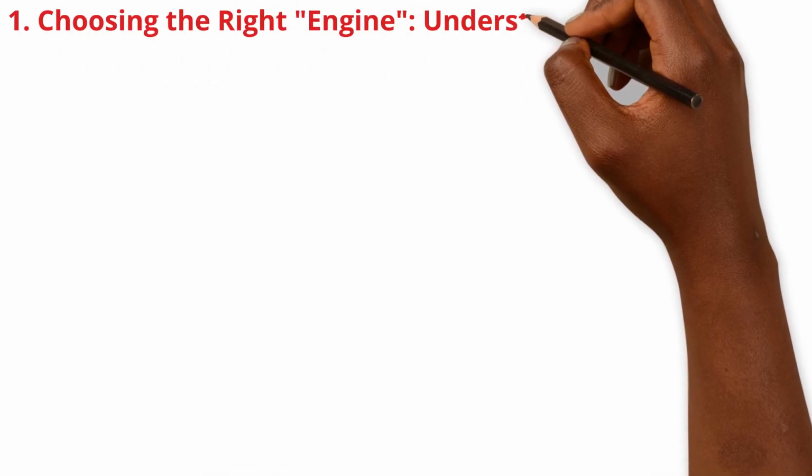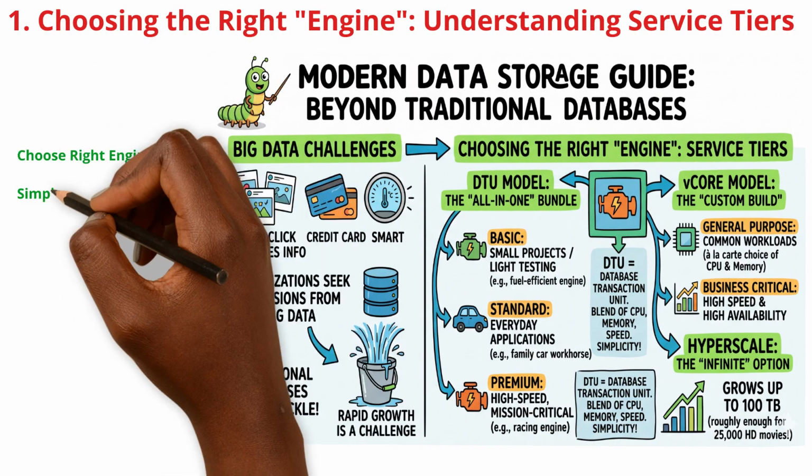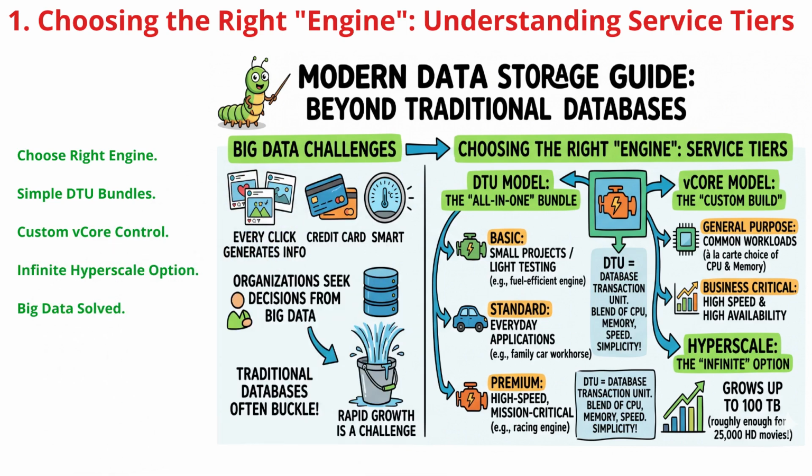In the digital age, every click and card swipe generates data that organizations crave. But managing this big data is like catching a waterfall with a bucket. Traditional databases just buckle under the rapid growth. This guide breaks down how Azure Storage solves this by letting you choose the right engine for your workload. You can opt for the DTU model, a simple, pre-packaged bundle, or the vCore model, a completely custom, a la carte build for infinite scale.